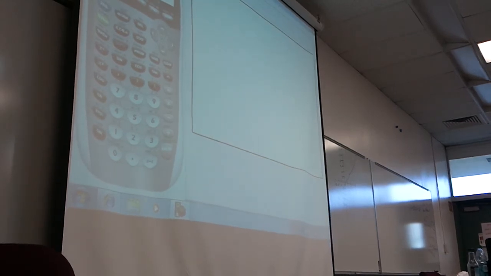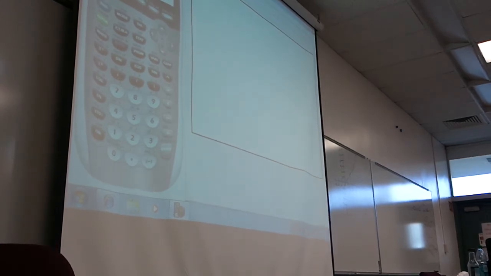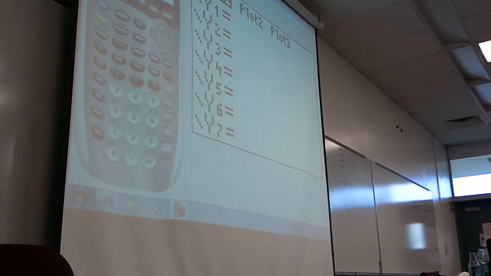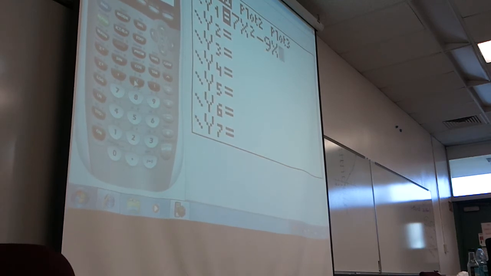Obviously for graph, everything up here is for graphing. So y equals sounds like a good button to go to. Can you guys see this all right? There's a chair right there. Let's do something a little more interesting. Let's do 7x squared minus 9x. Why not? So this is going to come out looking like what?